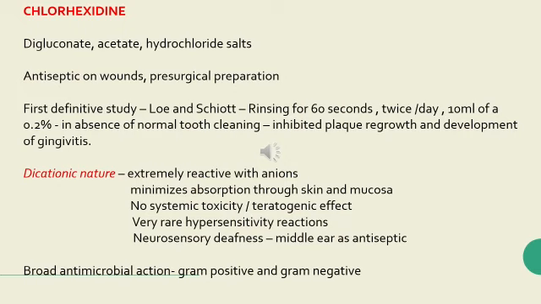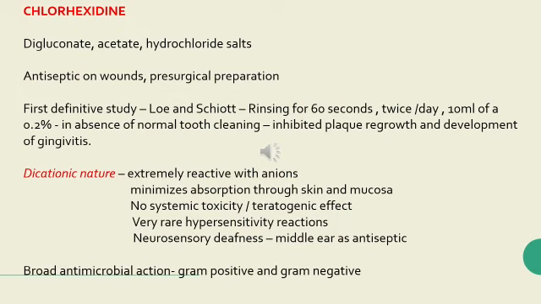The first and foremost definitive study implying chlorhexidine is very good as a chemical plaque control agent was done by Löe and Schiött, who used rinses on an experimental basis. Rinsing was done for about 60 seconds twice a day with 10 ml of a 0.2% solution. In the absence of normal tooth cleaning, it inhibited plaque regrowth and development of gingivitis. So this was one of the first definitive studies which brought chlorhexidine in as a chemical plaque control agent.